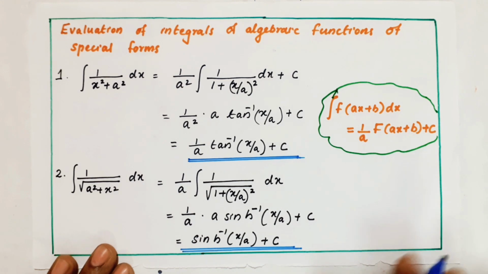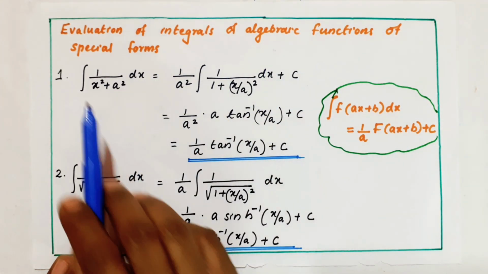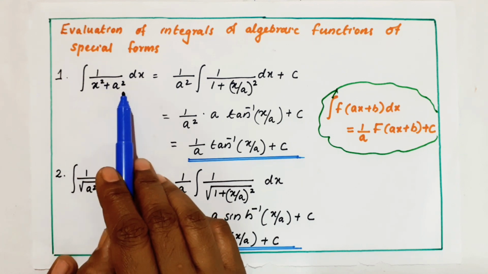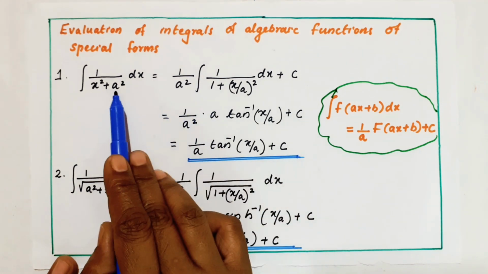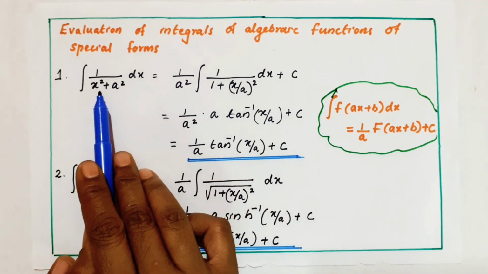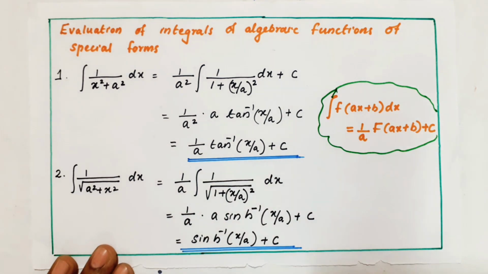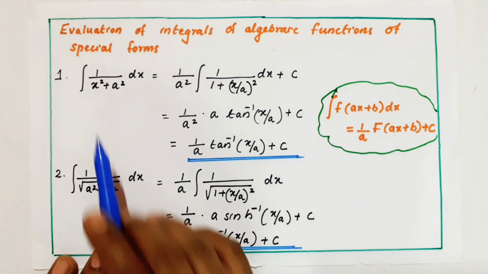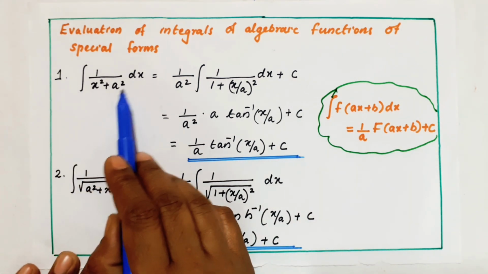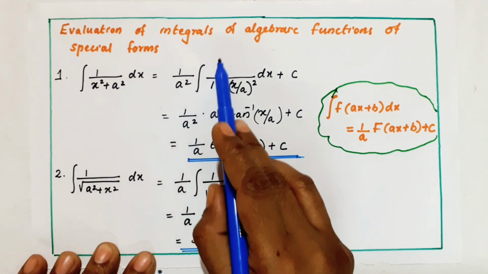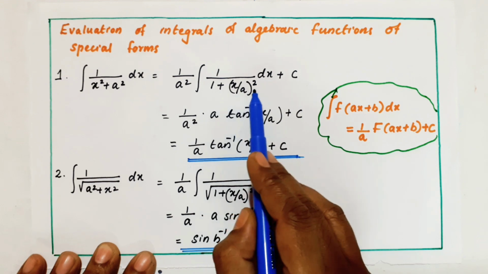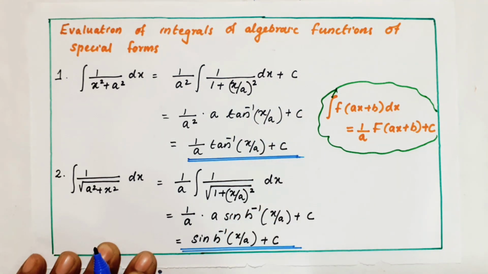Two more basic results. The evaluation of integrals of algebraic functions of some special forms. Integral of 1 by x square plus a square dx you take. So here what I am doing is, I am just taking a square coefficient. I need to get 1 plus x square form, so I am taking a square common from here. So I can write integral of 1 by 1 plus x by a the whole square dx plus c.